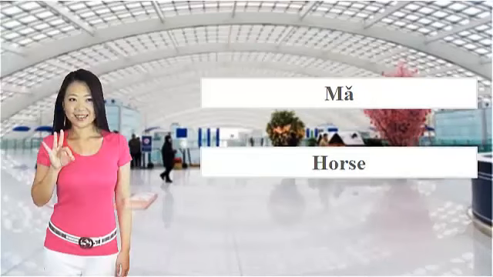Yes, the third tone is the falling rising tone, and the tone mark is V-shaped. For example, mǎ. This word means horse. You can imagine falling off a horse and getting back up again. This is how the tone of your voice sounds. It goes low and then bounces up again. Again, typing a vowel followed by the number 3 is how you input the tone mark for this.